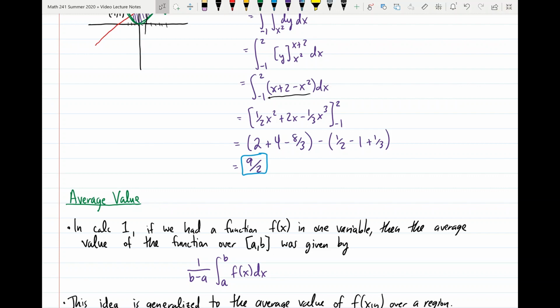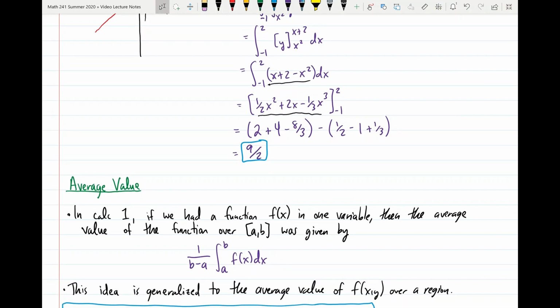We can take the antiderivative of x plus 2 minus x squared to get this 1/2 x squared plus 2x minus 1/3 x cubed. And again, we're evaluating from -1 to 2. So we take 2 and plug it into the expression, and then subtract what we get when we take -1 and plug it into the expression, and ultimately we get 9/2.